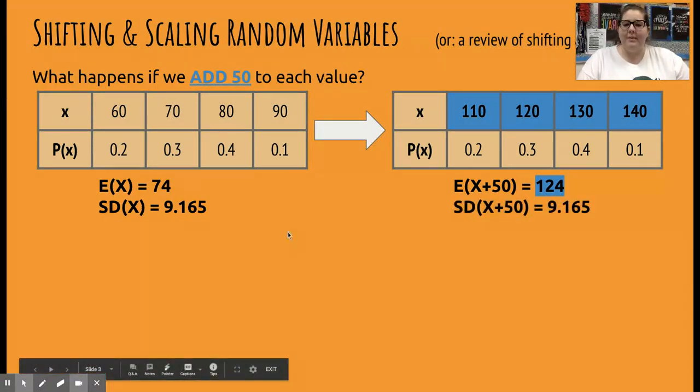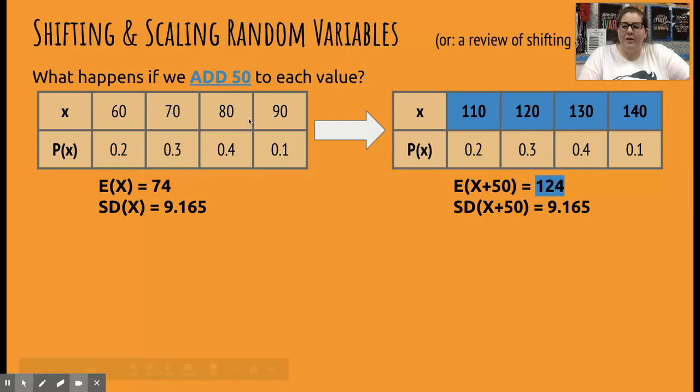The other way you can think about it is the formula I use in this type of problem to find standard deviation. Over here I'm doing 60 minus 74 squared times 0.2. And over here I'm doing 110 minus 124 squared times 0.2. 110 minus 124 is the same as 60 minus 74. So those differences between each value and the mean have not changed. So the standard deviation doesn't change.